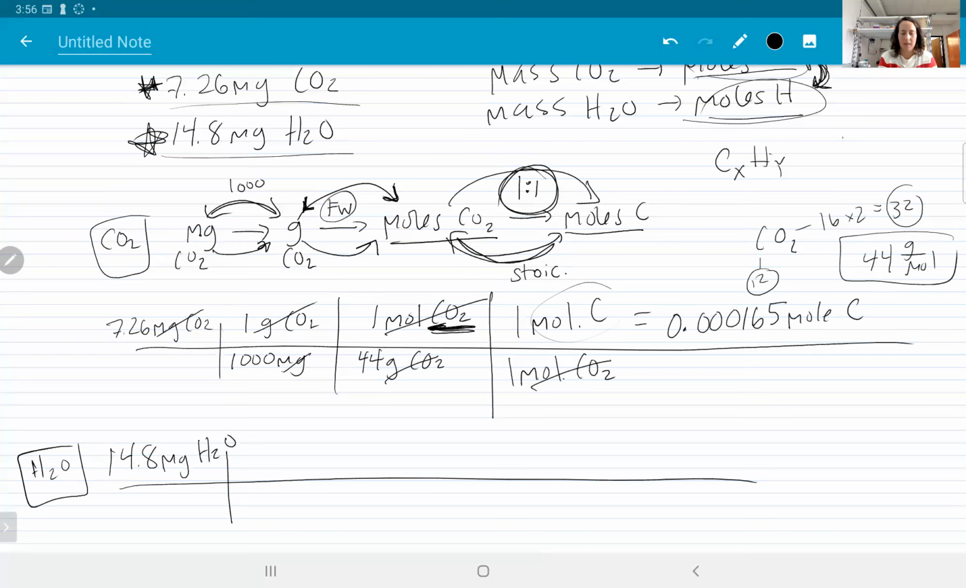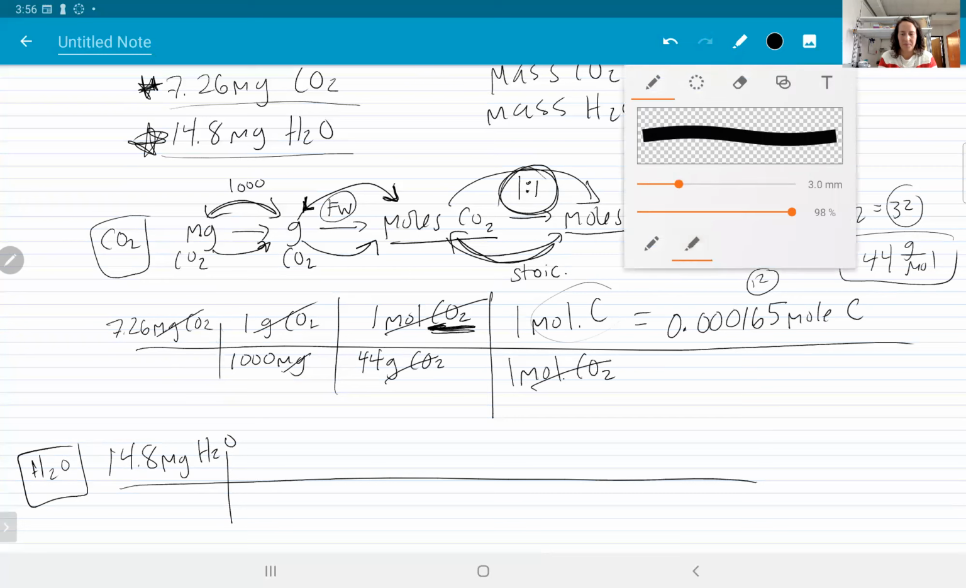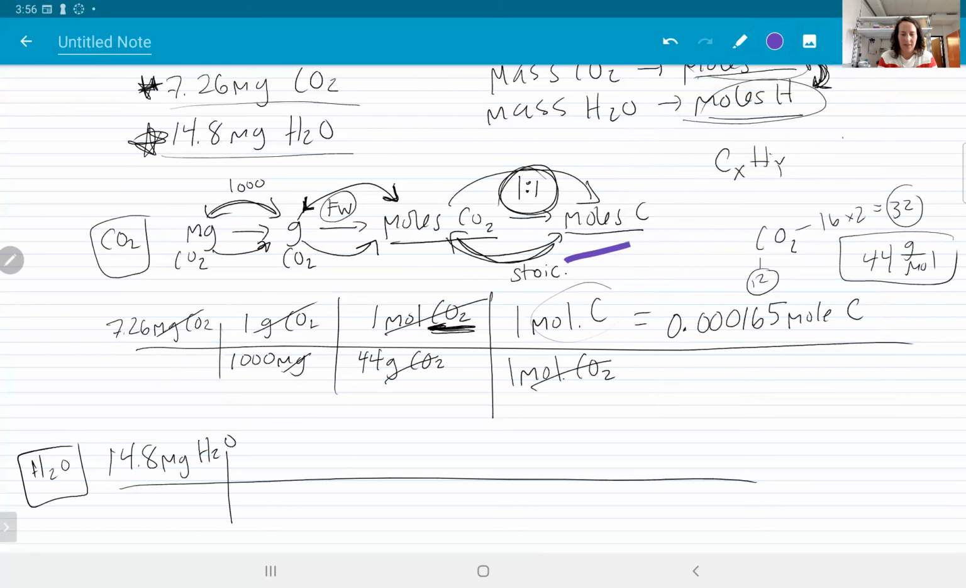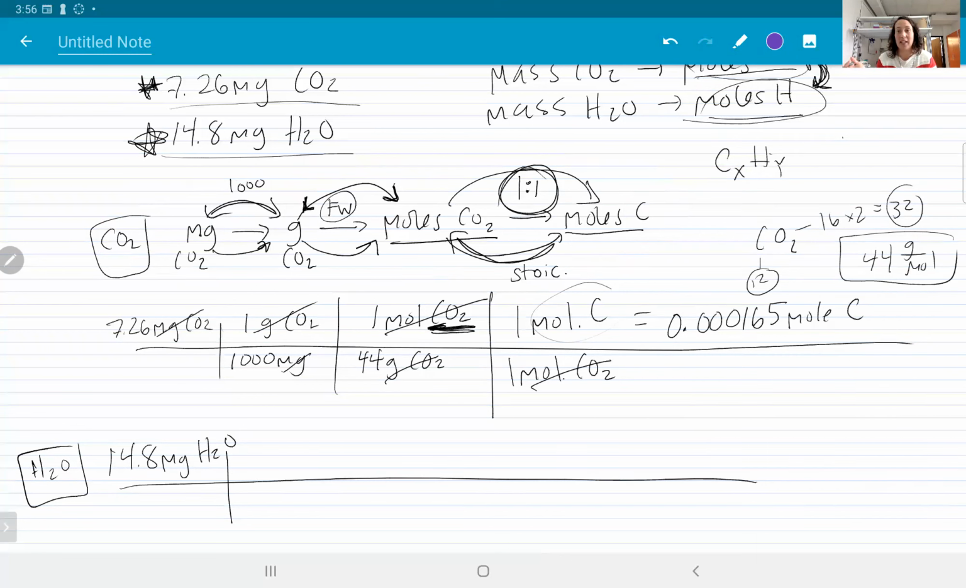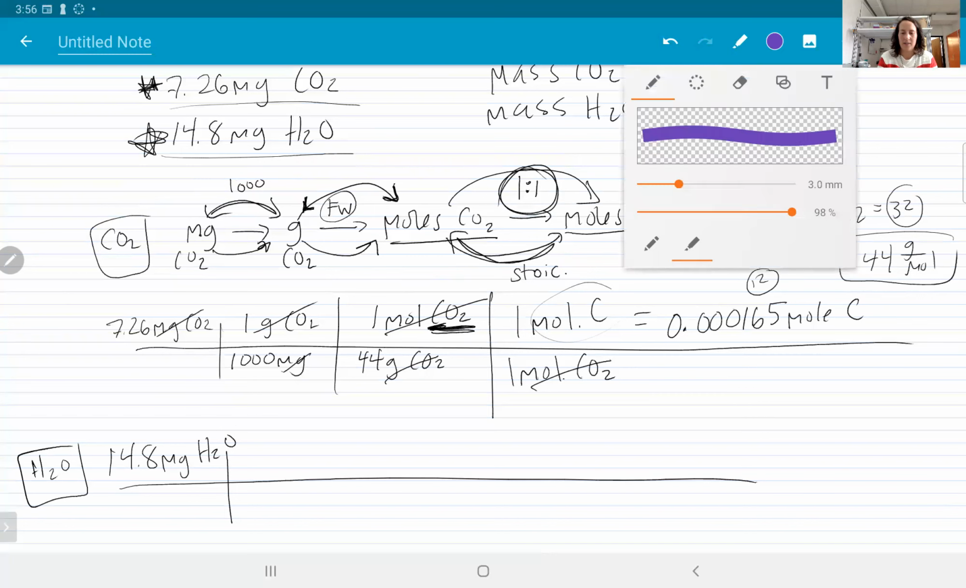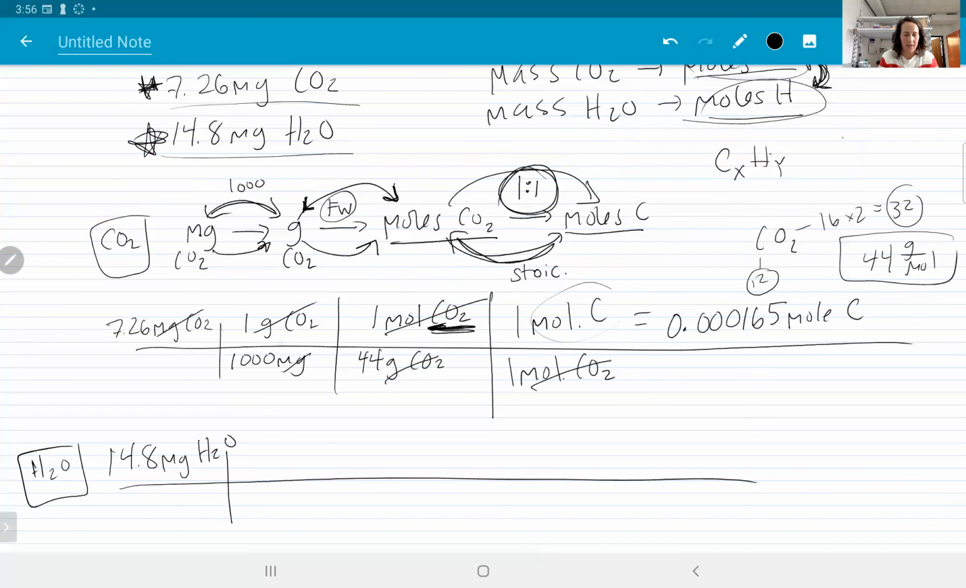I need to convert milligrams to grams. I pretty much have to follow this same outline that I did up here, but now I just need to think about it in terms of hydrogen, right? So, milligrams to grams of H2O. So there's 1,000 milligrams in 1 gram of H2O, right?